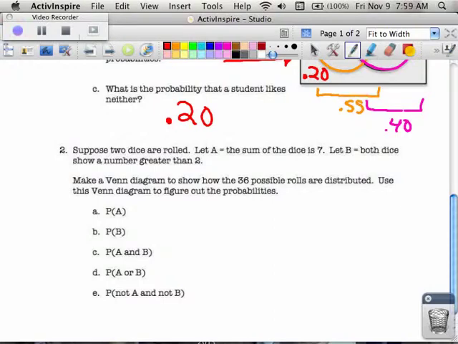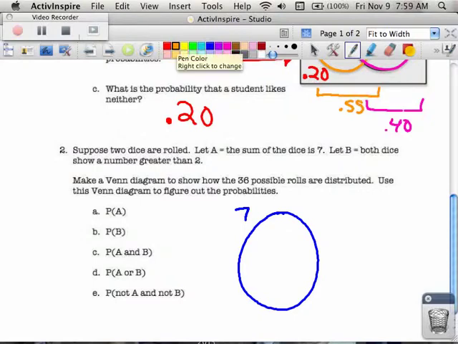So I'm going to draw a circle. And that's that you get a 7. And then the second thing that they're going to talk about is situation B, where both dice show a number greater than 2. Is it possible to have a number bigger than 2 and also be a 7? Yeah. For sure it is. So this is a number bigger than 2.